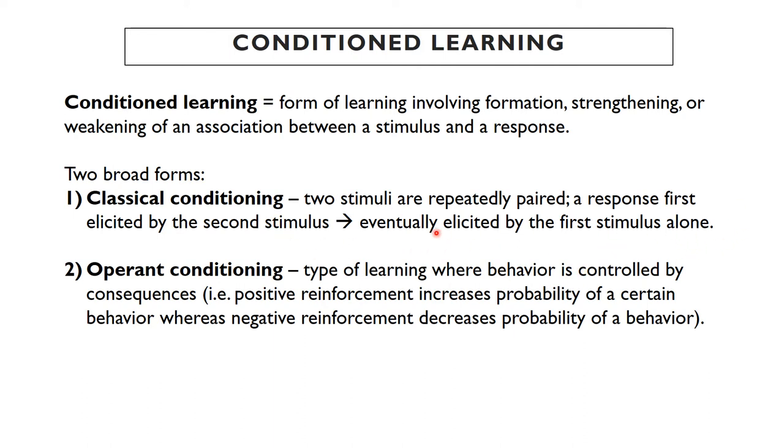So when you have two stimuli that are learned, where one will elicit a response and you pair it with the first one, eventually the first stimulus will do it itself. We'll talk about it in more detail in the next slide. And then there's also operant conditioning, which again, we'll talk about in a little bit more detail in a couple of slides.